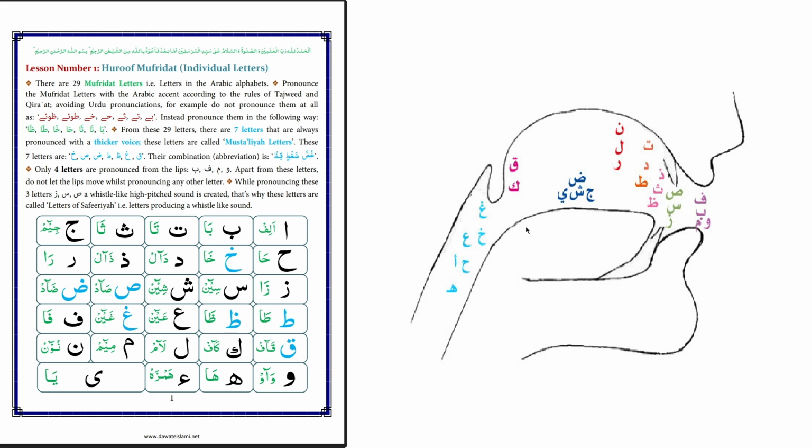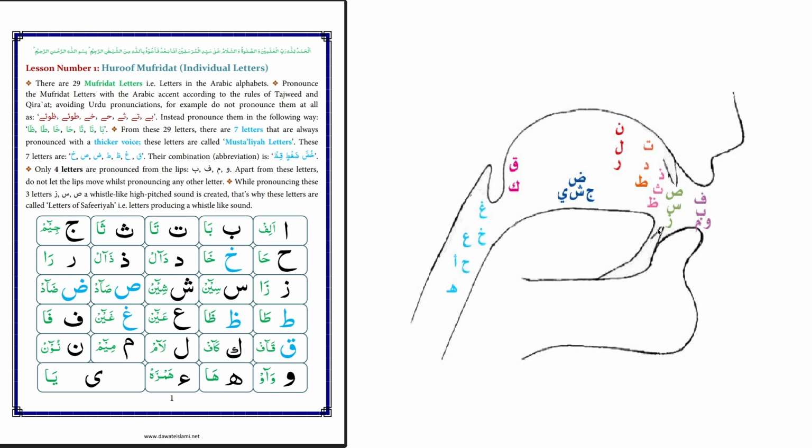Next, Dal. To pronounce Dal, you need to use the tip of your tongue and take it slightly backward, not fully to the middle, but just in front, and say Dal. So here, Dal, just behind the front row of your teeth.